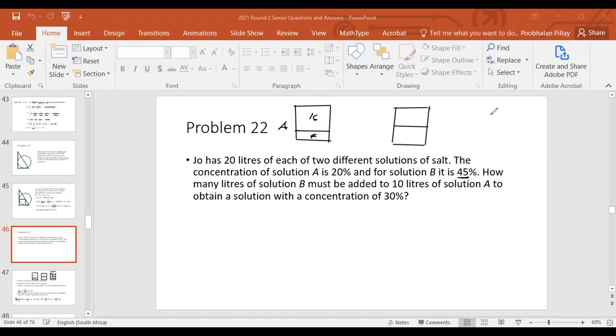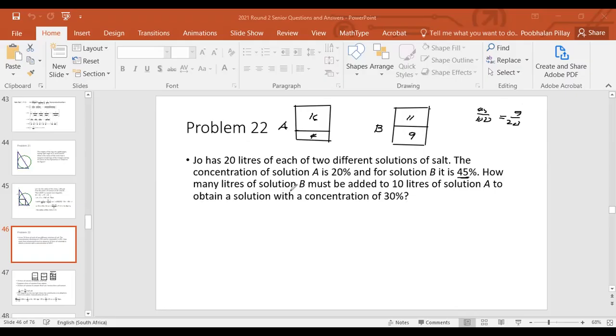Now 45% of 20: 45% is 45 over 100, 5 goes into it, 9 over 20. So 9 over 20 of 20 is 9. So you've got 9 liters of salt and 11 liters of water. So that is the initial situation.